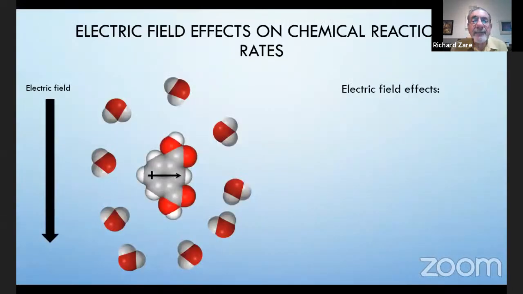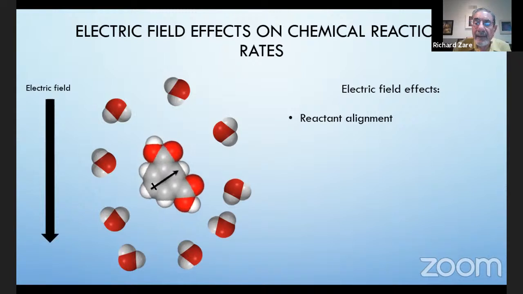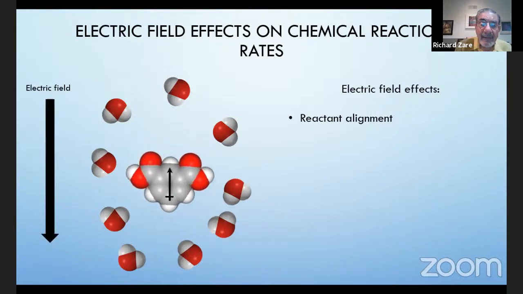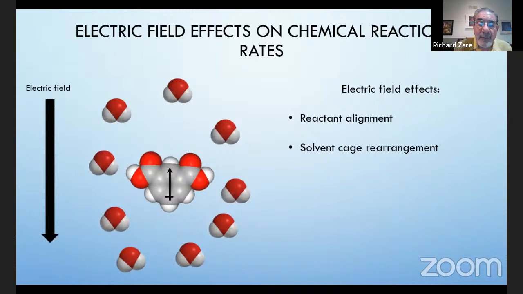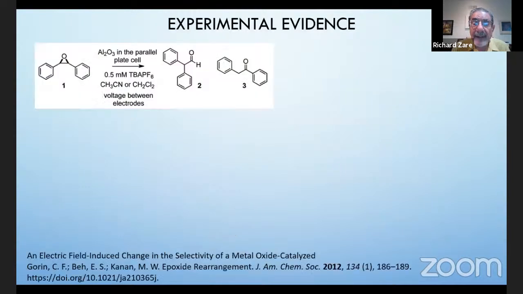Anyways, to go on, electric field effects on chemical reaction rates, and we're going to look at some of them. And they are reactant alignment and solvent cage rearrangements, and transition state stabilization. Transition state tends to be more polar generally than the things that make it up, and so electric field will have an effect on lowering it.